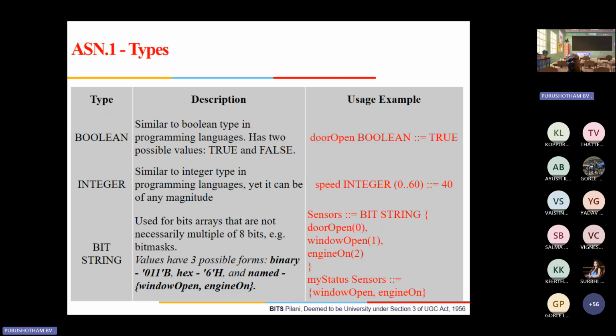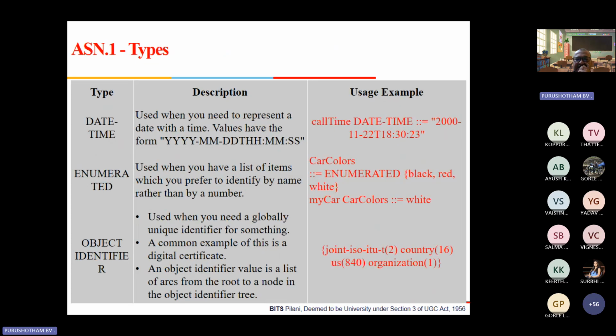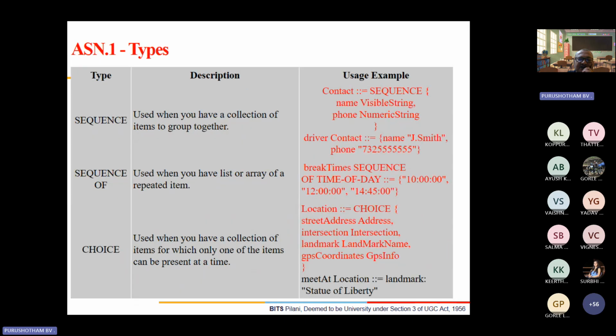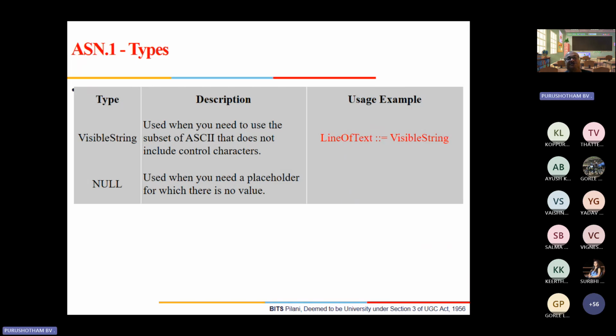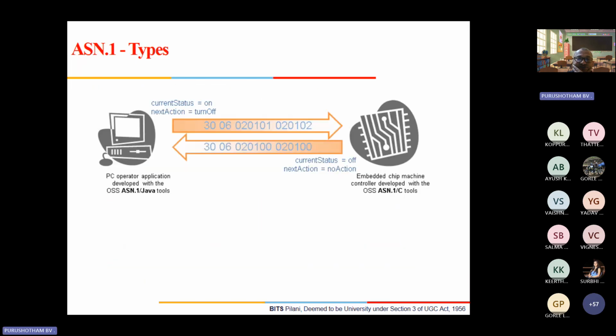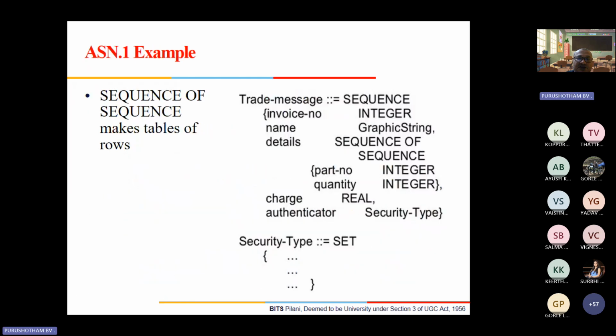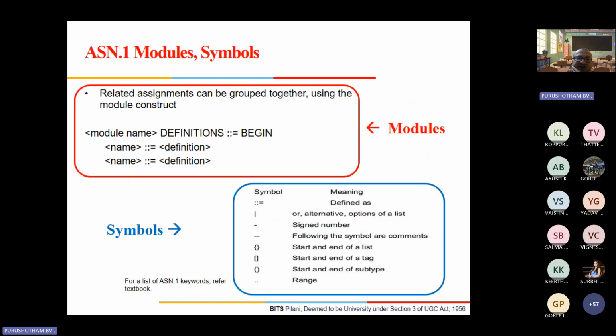The data types include Boolean, integer, bit string, octet string, date, time of the day. So date and time put together, enumerated data and object identifier, sequence of choice, visible string, null are the data types which are being used in the ASN. That's it. I think we discussed only this.